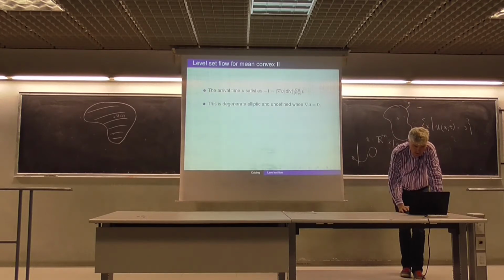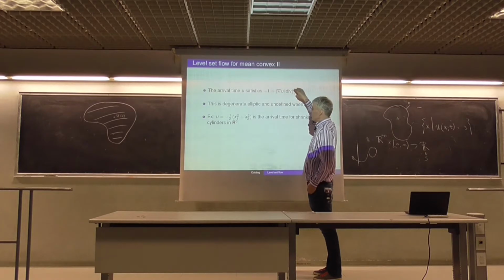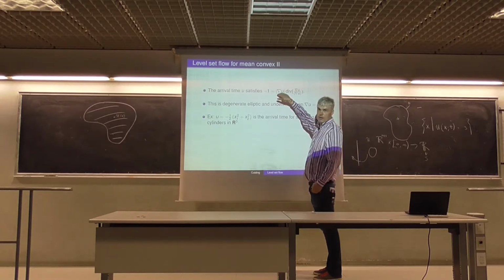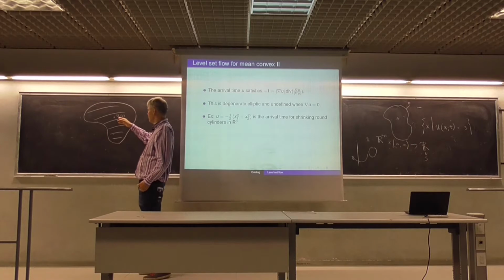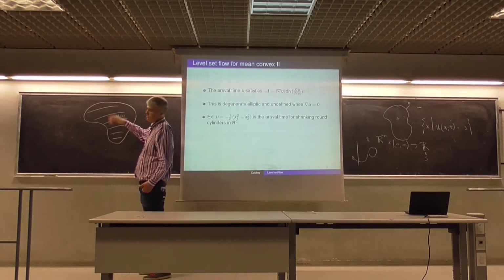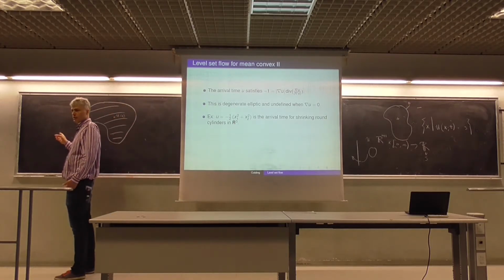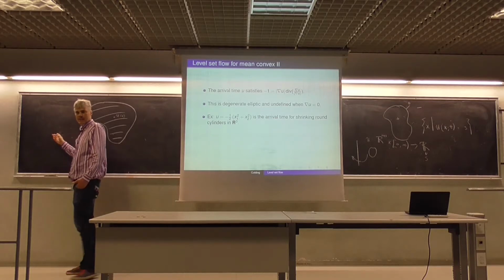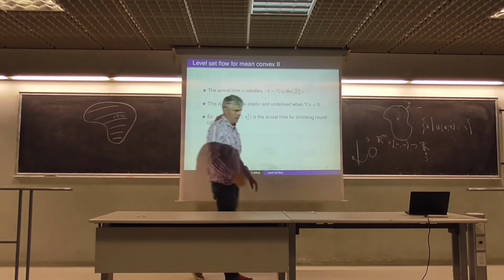I should also say that if you have a solution to this equation, then of course u plus a constant is also a solution. U plus a constant just means that you have shifted by some constant the time when it arrives at a point. Sometimes, if you want to focus at a point, it's natural to normalize so that it arrives at time 0 at that point. Then of course the initial hypersurface is not at time 0, but at some negative time.